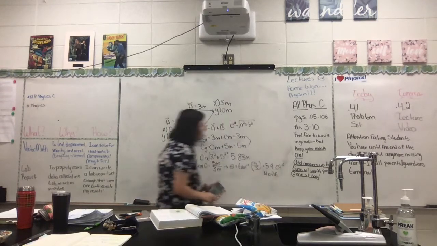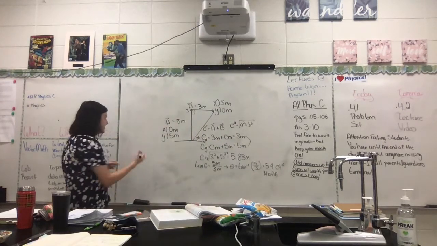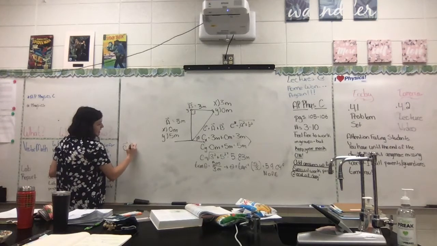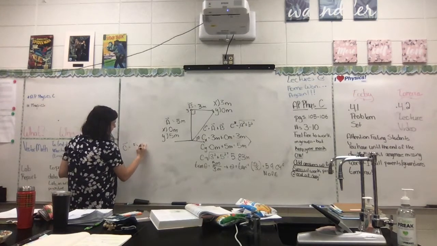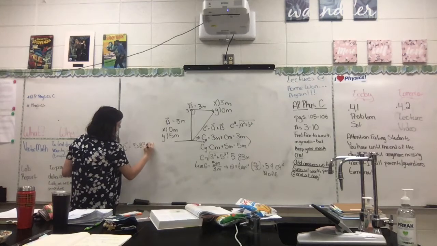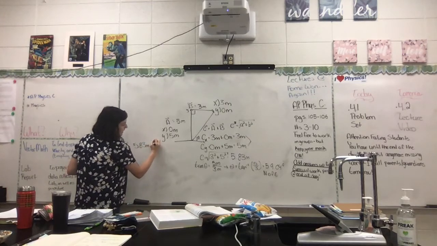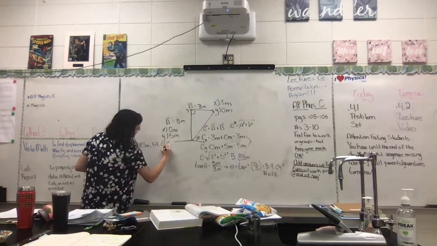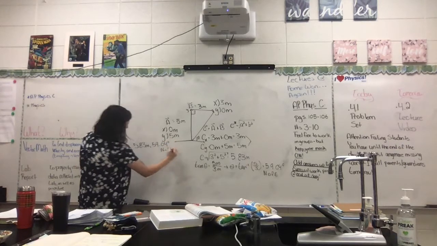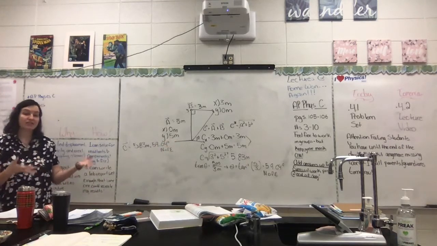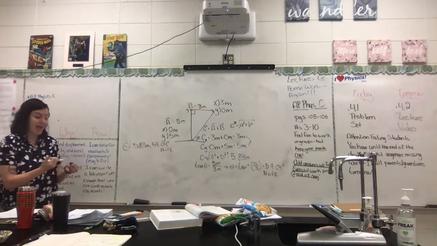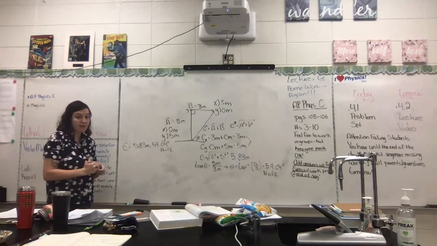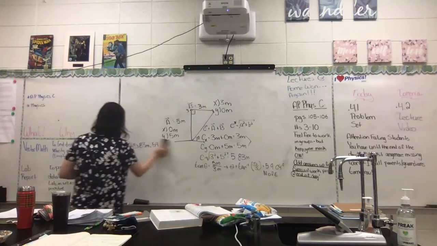Which means our overall vector C is going to be equal to 5.83 meters, 59.04 degrees north of east. So we just found vector C by adding vectors A and B. So let's look at another example together to try and get a better hang of this.